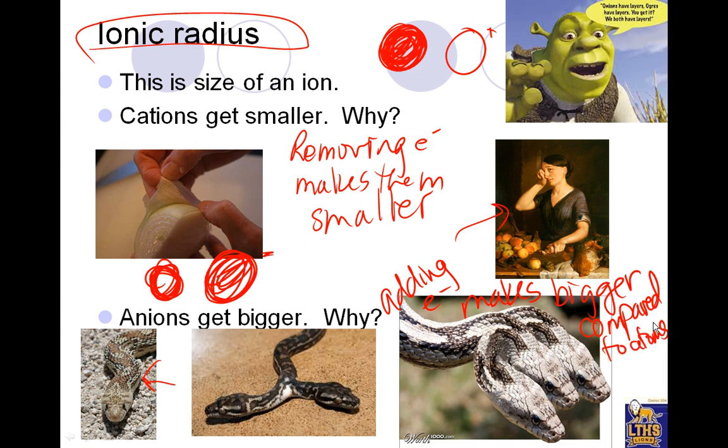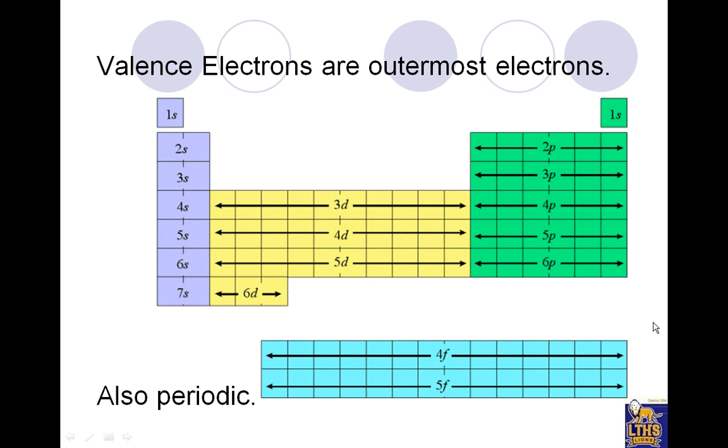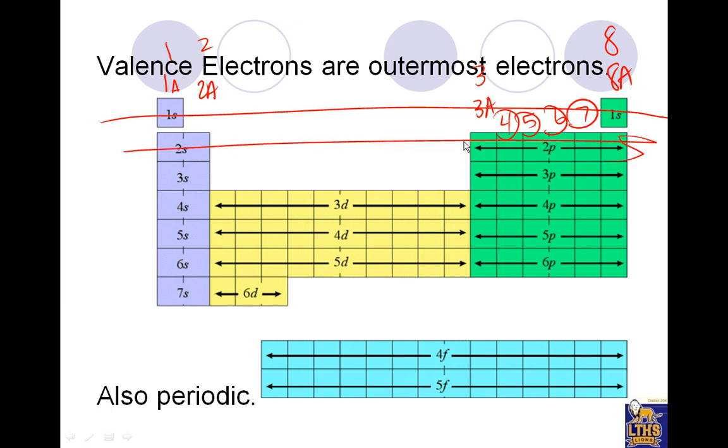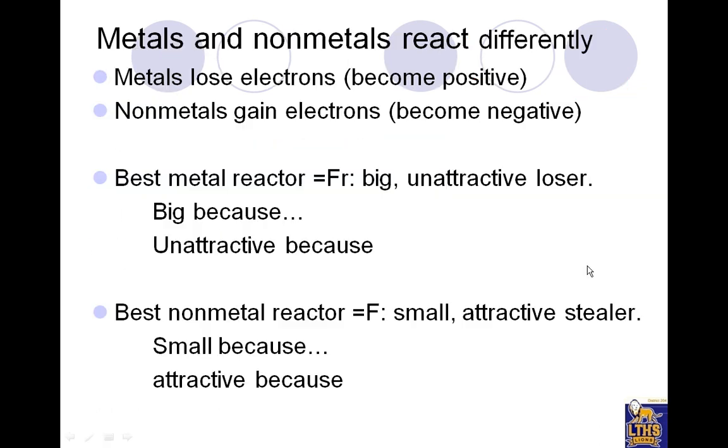Okay. All right. So all we have to talk about next is valence electrons, being the outermost electrons. 1A, 1 valence electron. 2A, 2 valence electrons. 3A, 3 valence electrons. 8A, 8 valence electrons. So 7, 6, 5, 4. The number of outer electrons is the same as the A group. It's a trend in the periodic table. 1 through 8. 1 through 8. Periodically repeating. 1 through 8.